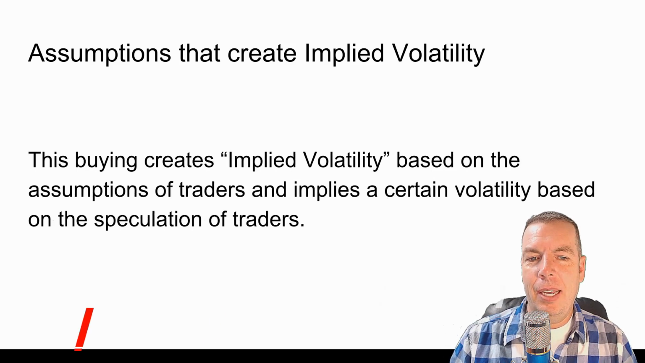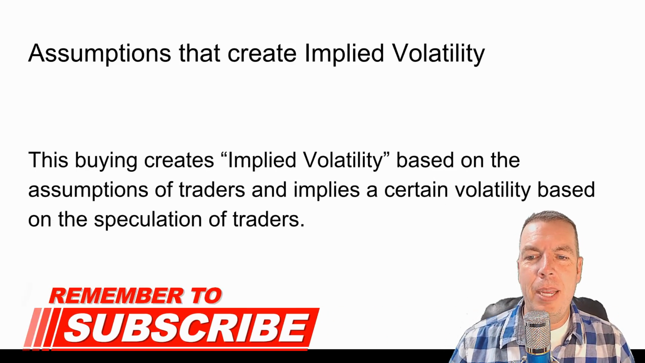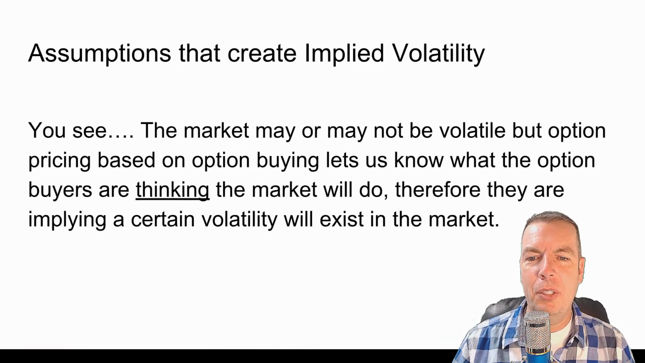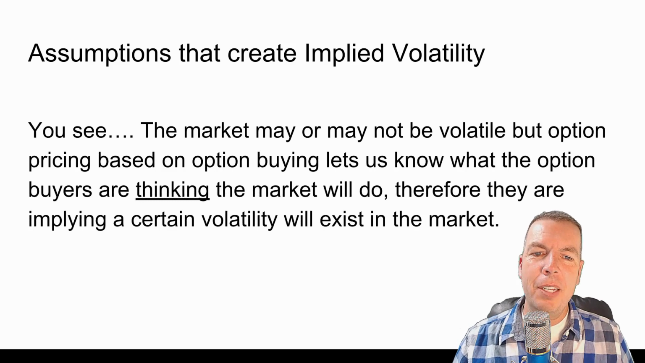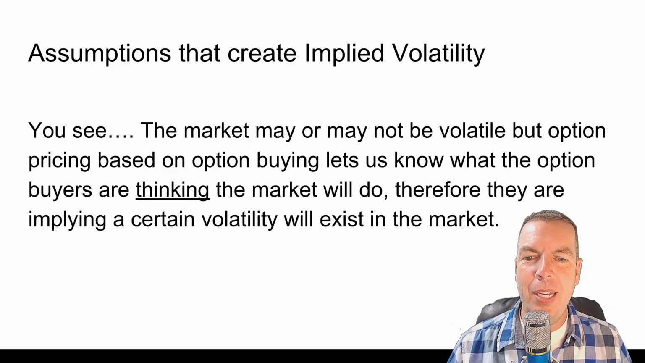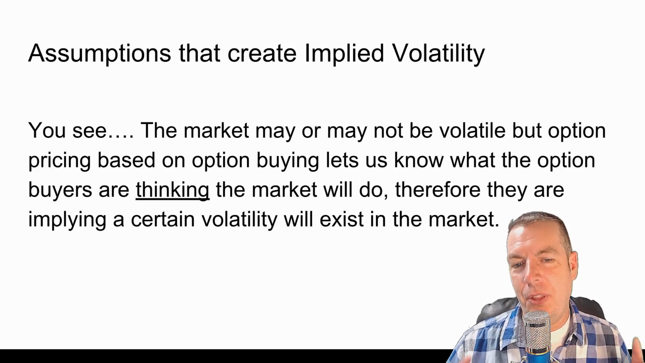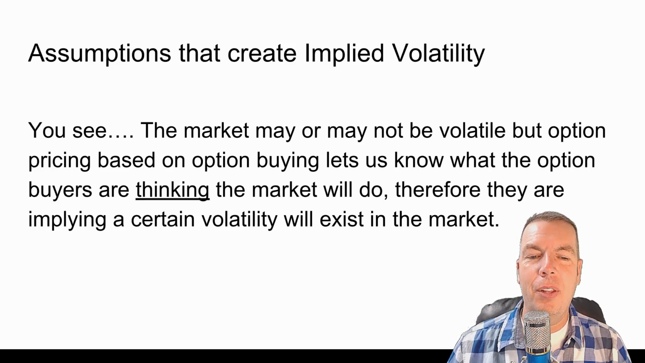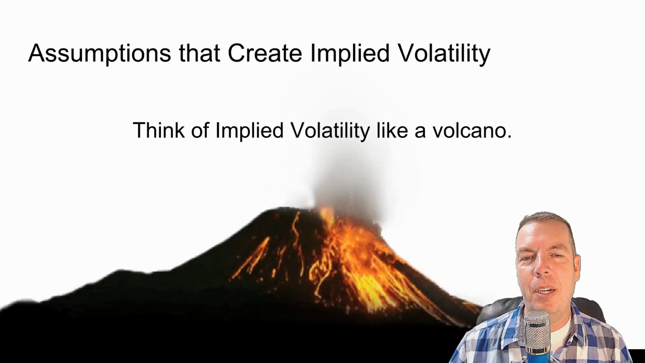So as I mentioned, this implied volatility, based on assumptions of traders, creates a volatility based on the speculation of traders. So you see, the markets may or may not be volatile, but option pricing based on option buying lets us know what the option buyers are thinking the market will do. Therefore, they are implying a certain volatility will exist in the market.